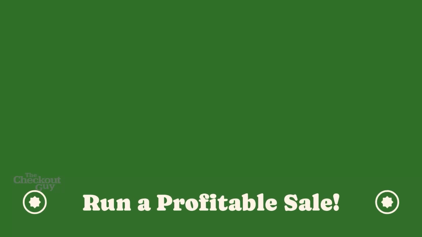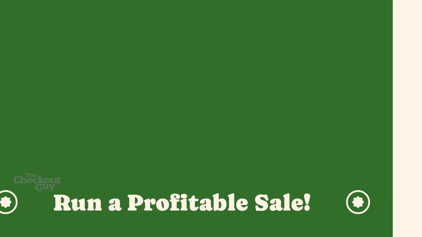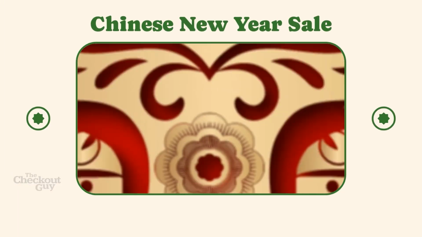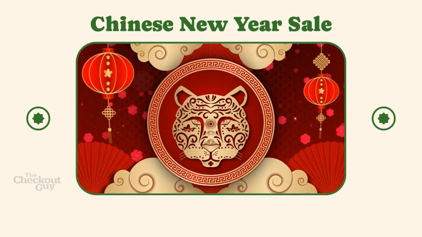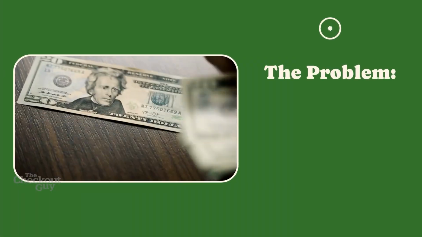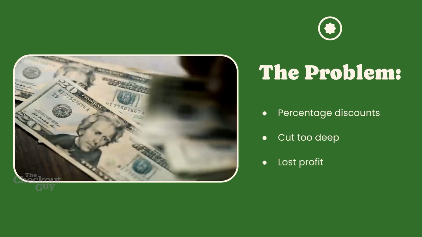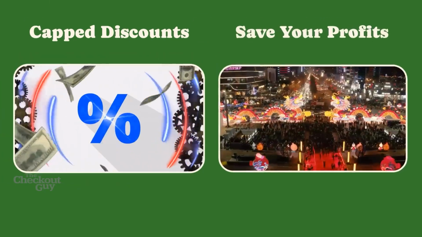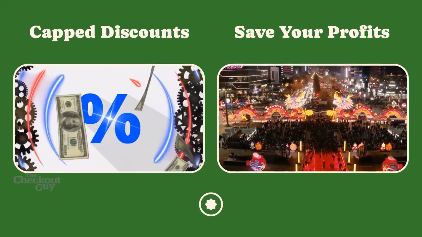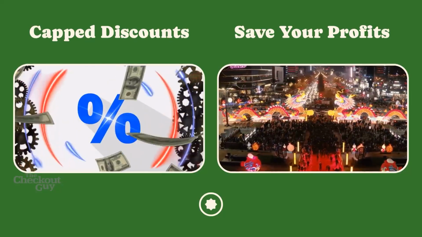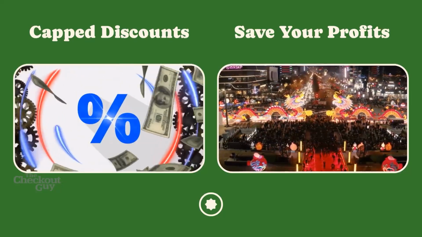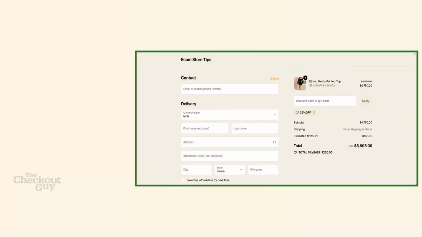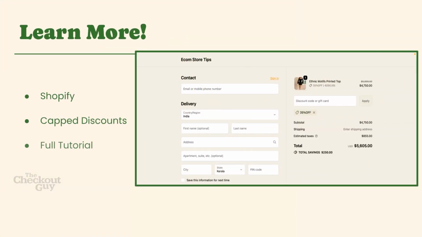Are you ready to run a sale that boosts your business without sacrificing your profits? The Chinese New Year sale is here, bringing big savings and opportunities for growth. Traditional percentage discounts can cut too deep, leading to significant profit loss on larger orders. The solution? Set a cap discount in Shopify. For example, offer 35% off up to a maximum of $250. So if you want to learn how to implement a cap discount in Shopify, watch this video completely.